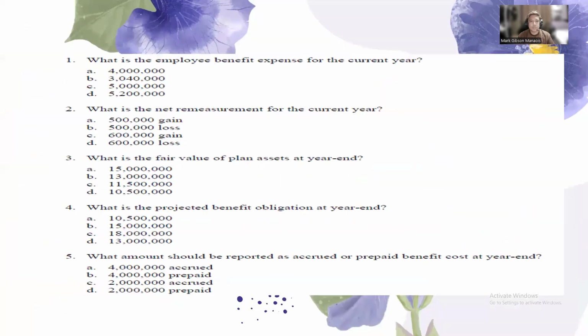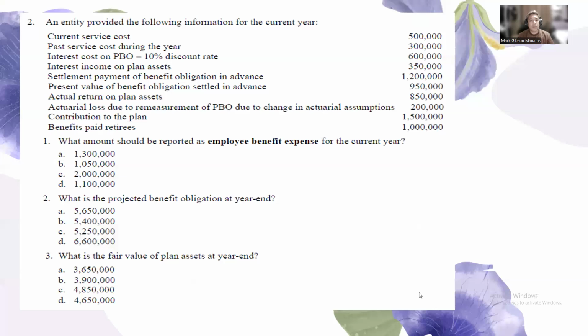Oops. So let's have problem number 2. Again, class, tignan ko lang ulit yung mga requirements, no. So pansinin niyo, class, no. The way I approach the problem is I usually go to the requirements first. Kasi from there, alam ko na agad kung ano yung mga kailangan kong pick upin from the given data, no.